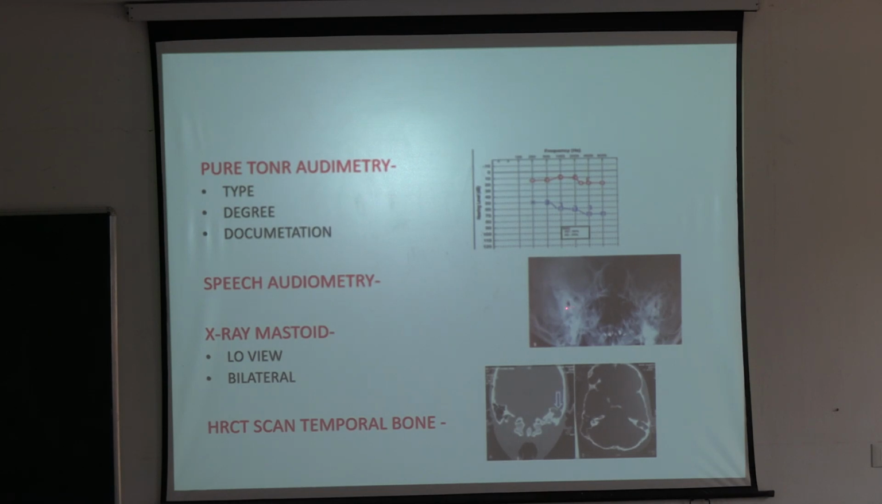This is both side X-ray. This is external auditory canal. This is sinus plate, dural plate, sinodural angle. This is the sinodural angle. This is a sclerotic type of mastoid. No air cell is there. Here, this is sclerotic type, this is pneumatic type. HRCT scan of temporal bone is sometimes required, not always.